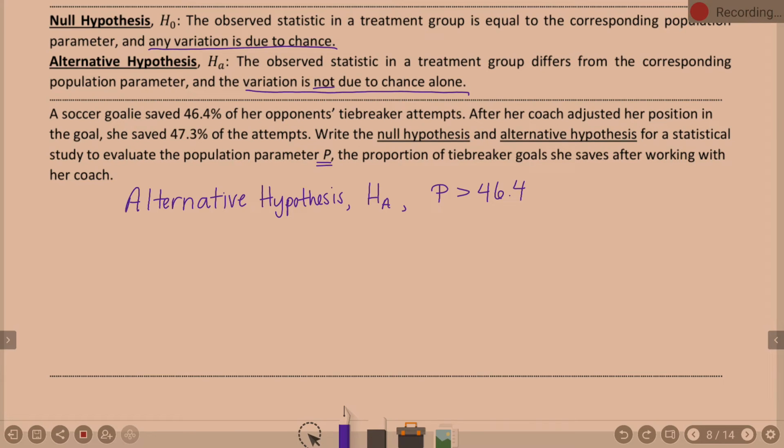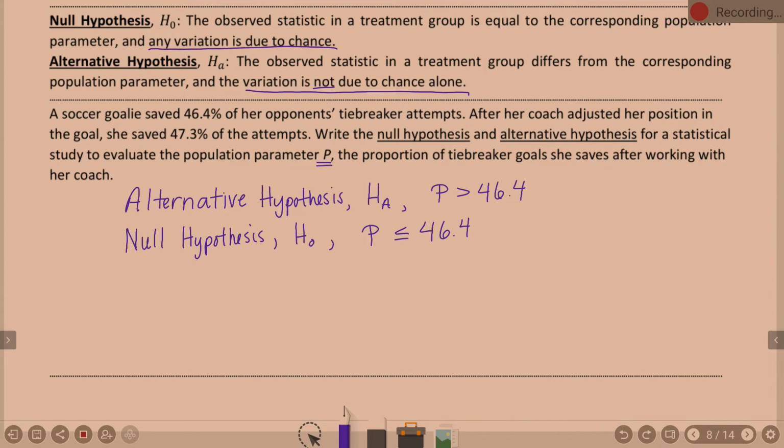Now, the other one is the null hypothesis, which, what's the notation? H of O, right? H sub 0. And this one, we're going to start with P. And I totally see the whole equal to 46.4. But what we're going to look at on this one is, it's not going to necessarily be at 46.4. If she's not improving, she's going to be probably 46.4 or less. So I'm going to say P less than or equal to 46.4.